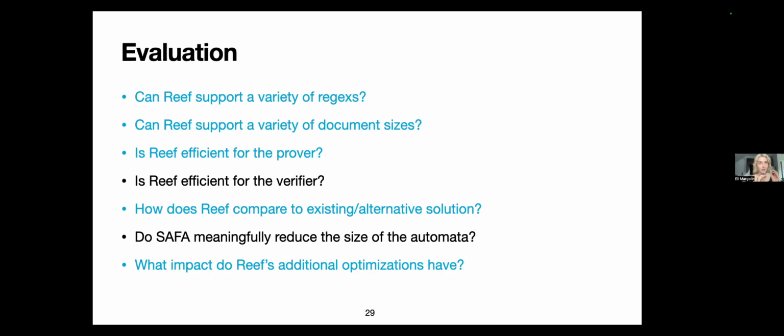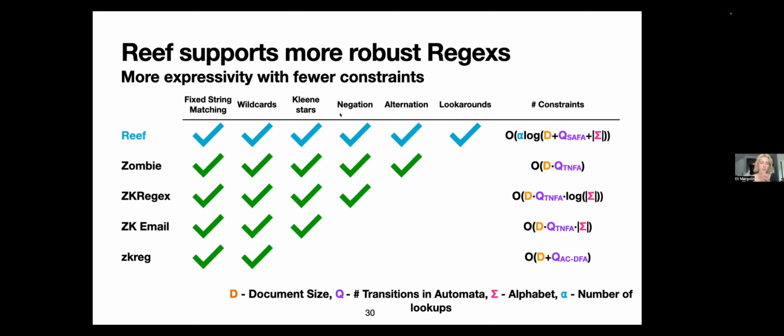Can Reef support a variety of regexes and document sizes? Is it efficient for the prover? How does it compare to existing and alternate solutions? And what impact do the additional optimizations, the projections and the hybrid tables, have on performance? So Reef supports more robust regexes with fewer constraints than existing systems.